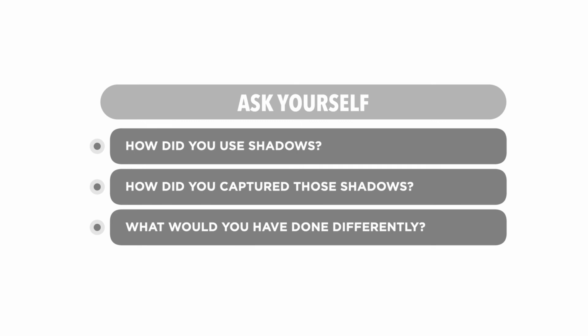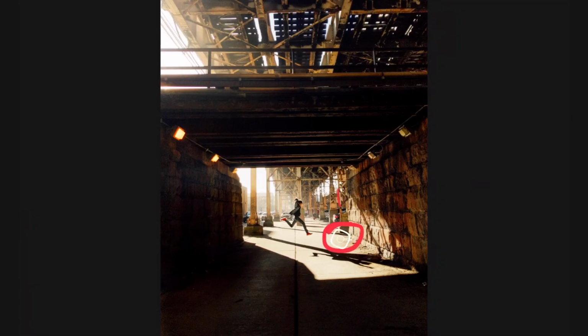You're going to use your phone as usual, and remember to get really dark shadows. Just tap on the brightest spot in your image so that you expose for the light and the shadows get really dark.